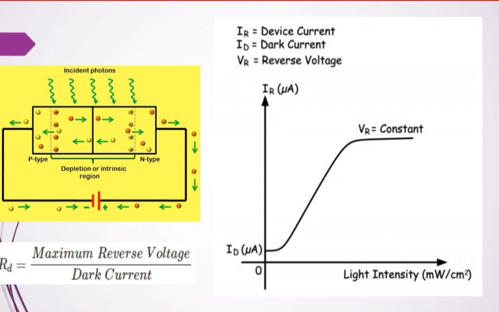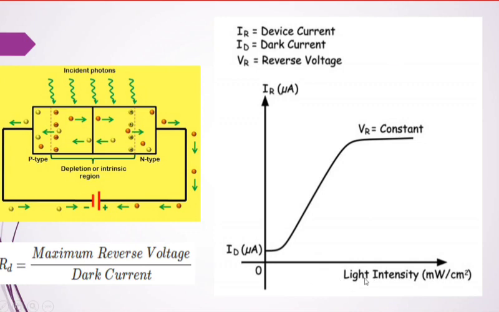Okay. Then we are irradiating the light. This is the graph to explain the light irradiation versus reverse current. This is IR, that is the reverse current, in microamperes. It's very small.